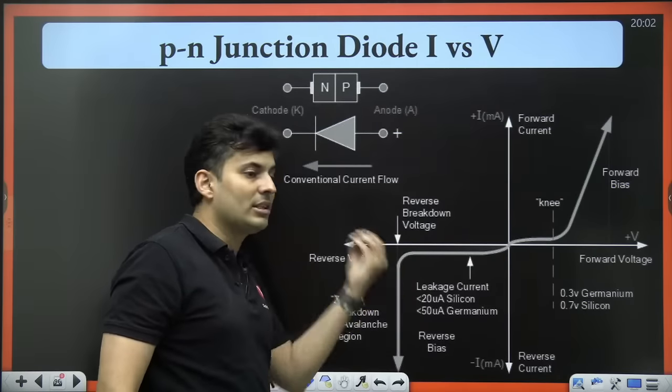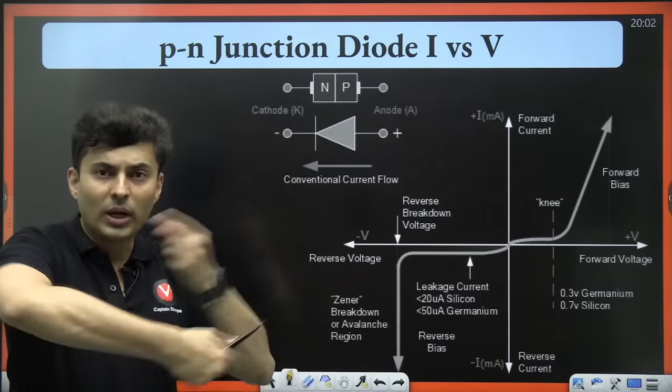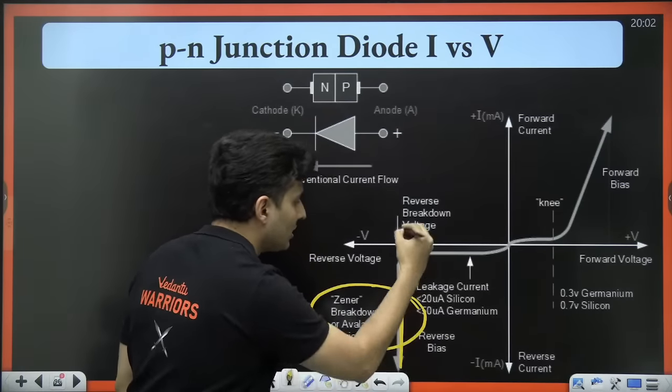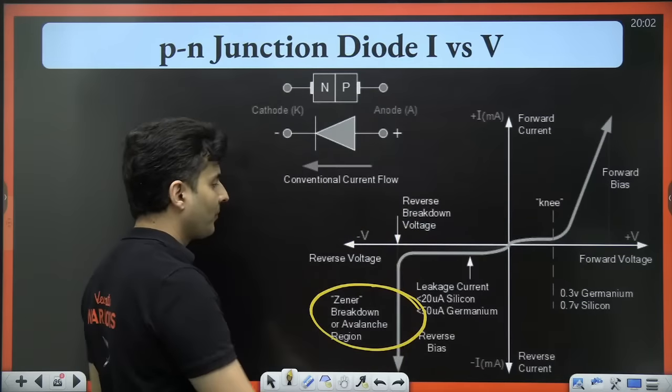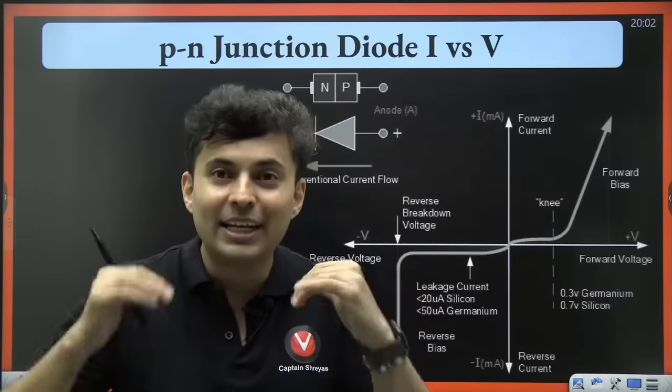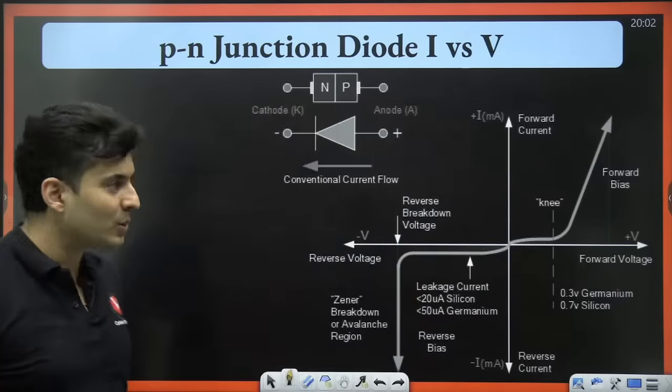That is the concept which is used in a Zener diode. We connect it in reverse bias and use it in the breakdown region, so the voltage remains the same, and it acts like a regulator, meaning it does not allow voltage fluctuations to happen.